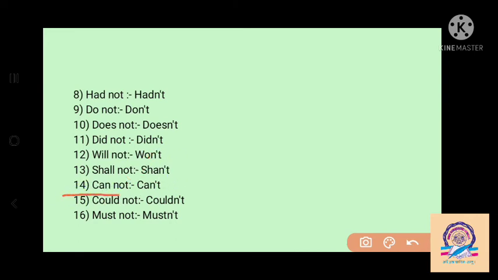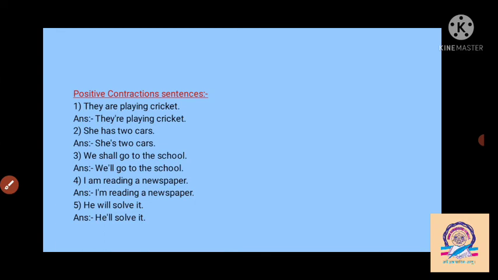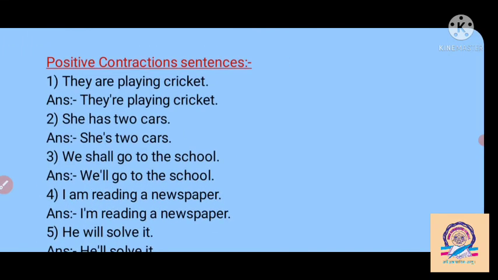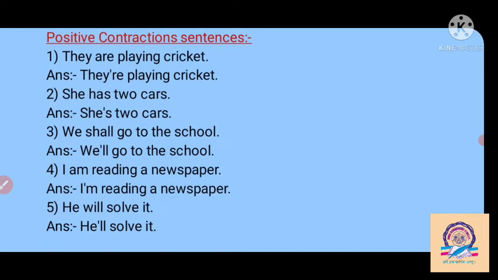Then cannot change into can't, we can say that cannot is can't here. Then could not change into couldn't. Then must not change into mustn't in a negative contraction here. Then we see the example given here, that is a positive contraction.